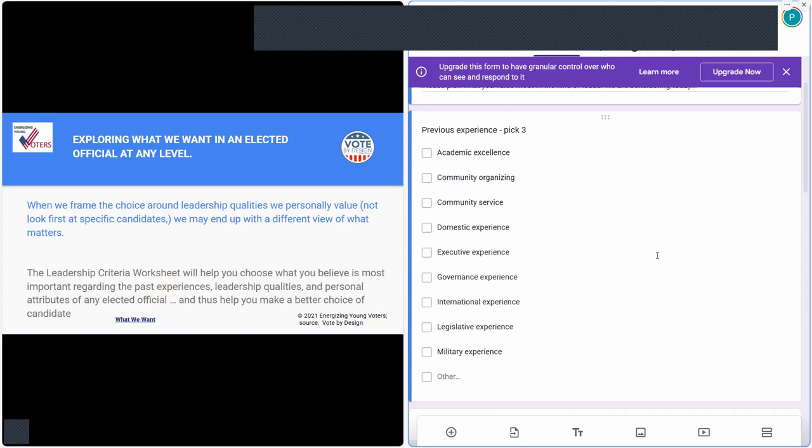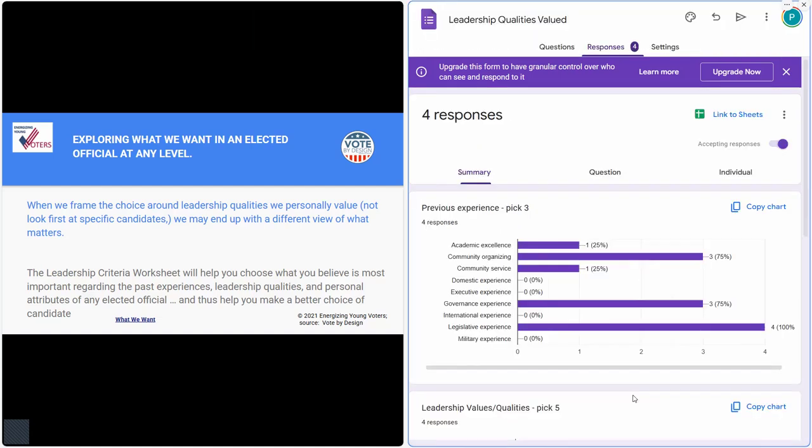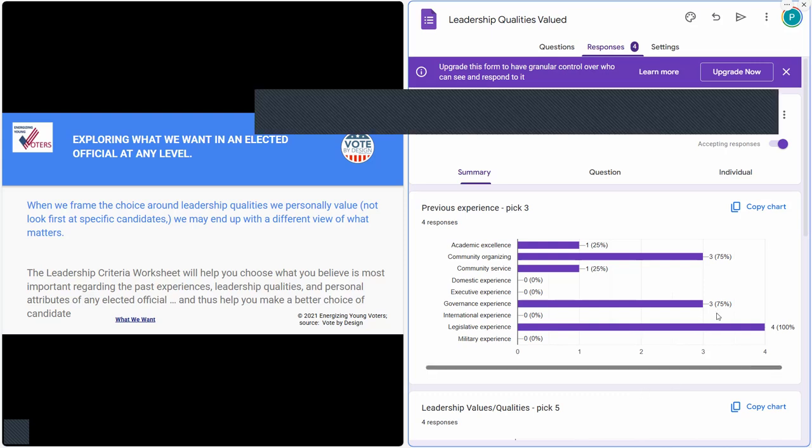For me, yes. This is done privately because these are the things that are personally, closely held values. So we don't want the kids feeling like they have to tell somebody else. You can see the choices that people have made, and because it combines itself into one chart, it's fine. You can see that most people here felt legislative experience was important, governance, and community organizing. But there are some other things too that are important.